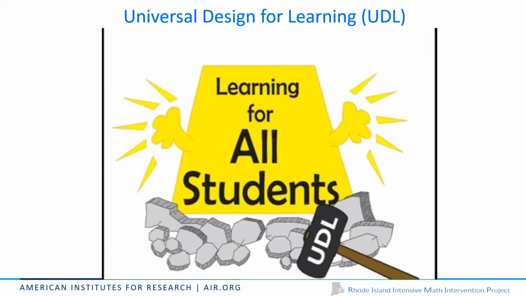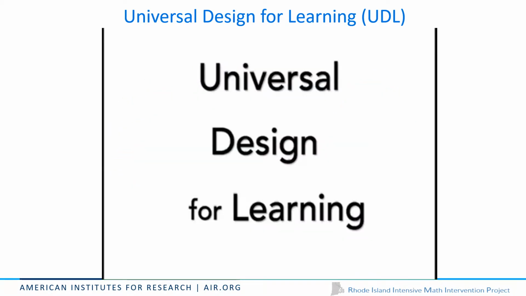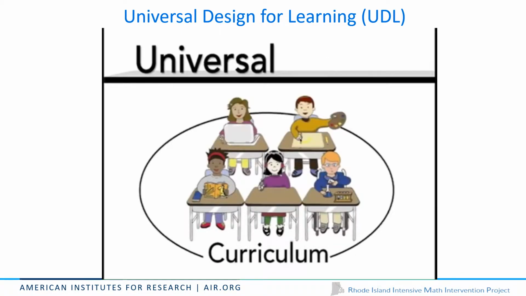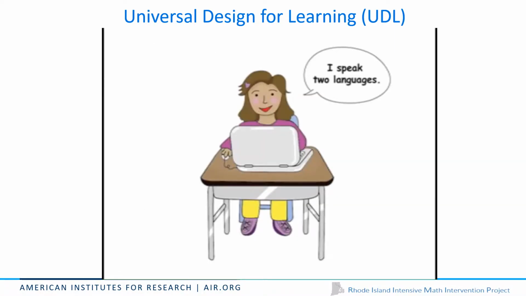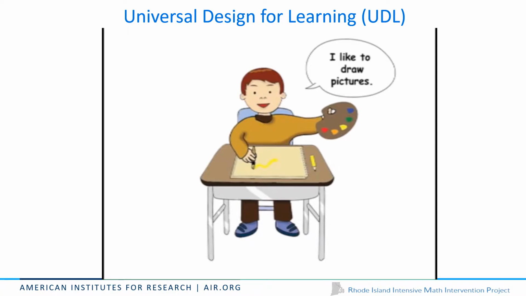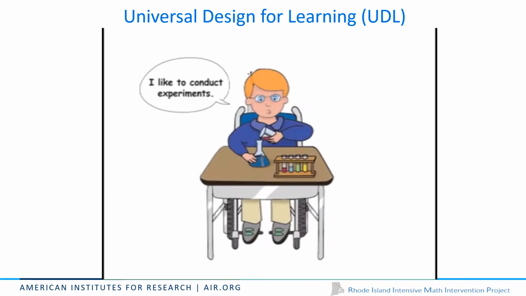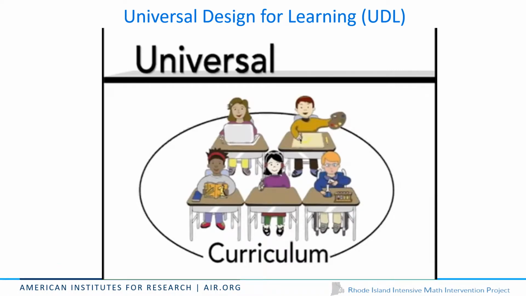Whoa, that's a fancy term. Universal Design for Learning. Let's unpack it a bit. Let's think about the word universal. By universal, we mean curriculum that can be used and understood by everyone. Each learner in a classroom brings her own background, strengths, needs, and interests. Curriculum should provide genuine learning opportunities for each and every student.